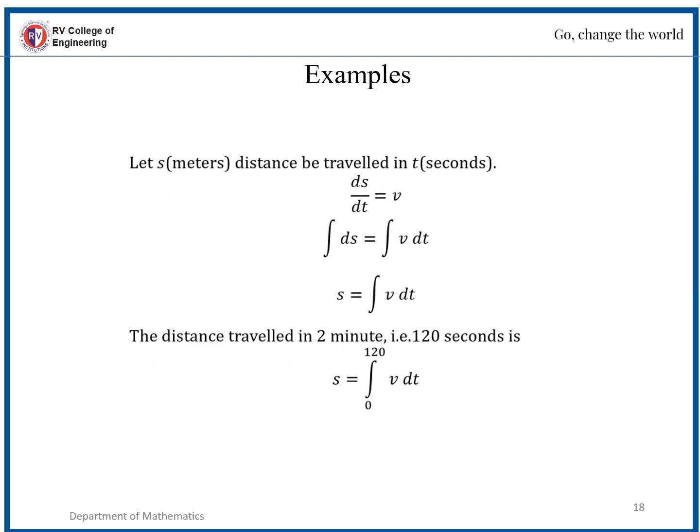The problem was to find the distance traveled. We know that s, the distance traveled in time t, satisfies ds by dt equal to velocity. So ds is equal to v dt, so the integral of ds is equal to the integral of v dt. Therefore s is equal to the integral of v dt. So the distance traveled in 2 minutes, that is 120 seconds, is s equal to the integral from 0 to 120 of v dt. This is what we need to evaluate.